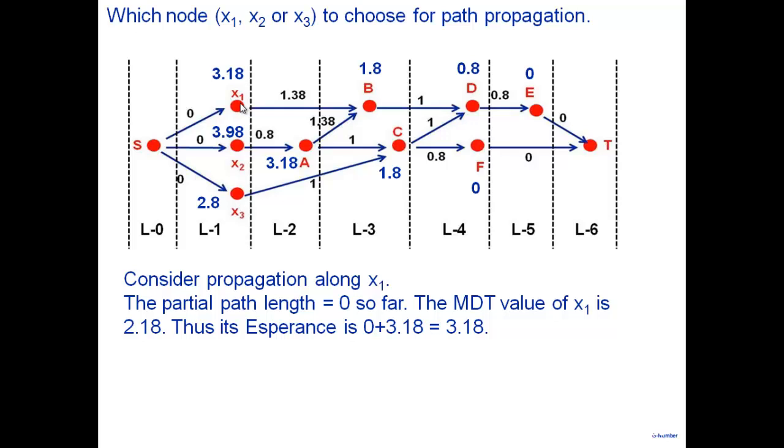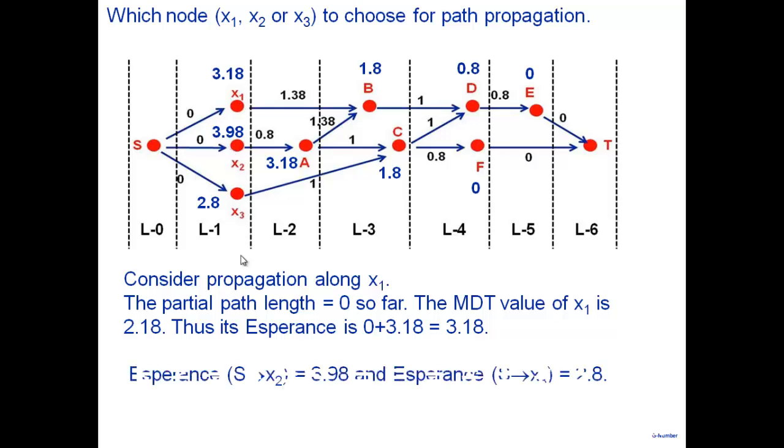X1, the route to X1. The route to X2, esperance from S to X2 is 0 plus 3.98. And route to X3 is 0 plus 2.8 here. So what I do is, these are the possibilities that are available to me. I'm interested in the top 2 paths, so I choose the highest esperance, 3.98 and 3.18. Partial path, S to X2 and S to X1. These are the 2 things that I keep now.